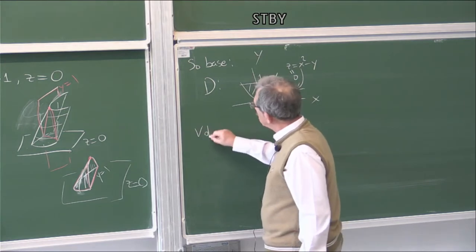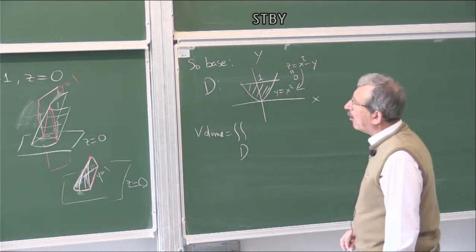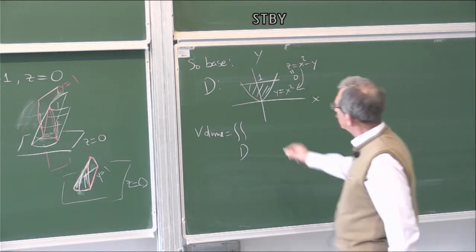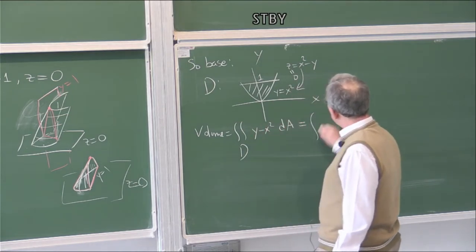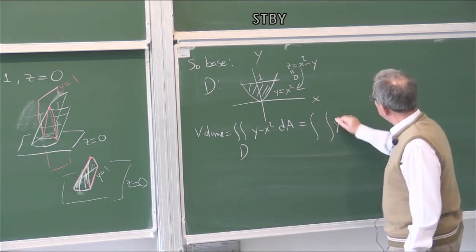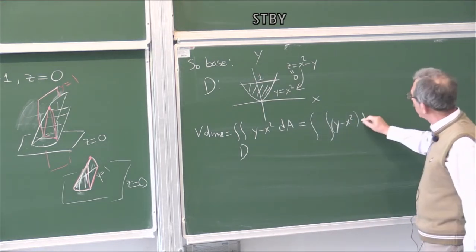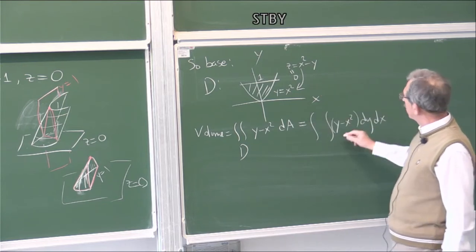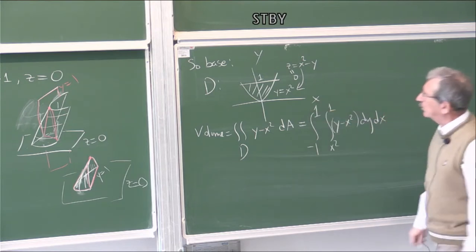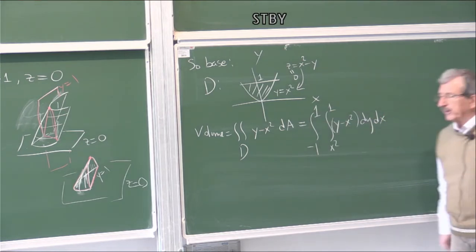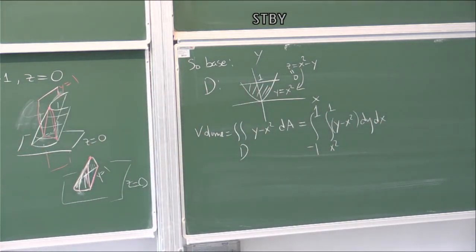So the volume in question is the integral over D of the positive surface, y minus x squared dA, which can be written over this D as an iterated integral. Say we have y first, so y changes from x squared to 1 and x from minus 1 to 1. So after calculating this, we end up with the volume in question.